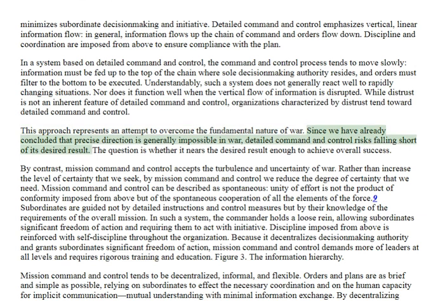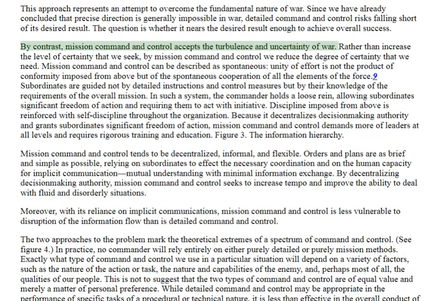Since we have already concluded that precise direction is generally impossible in war, detailed command and control risks falling short of its desired result. The question is whether it nears the desired result enough to achieve overall success. By contrast, mission command and control accepts the turbulence and uncertainty of war. Rather than increase the level of certainty that we seek, by mission command and control we reduce the degree of certainty that we need. Mission command and control can be described as spontaneous.